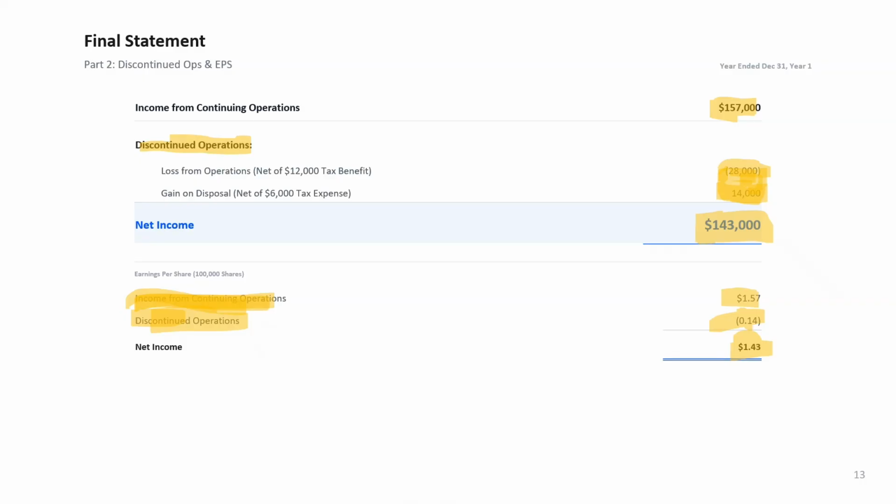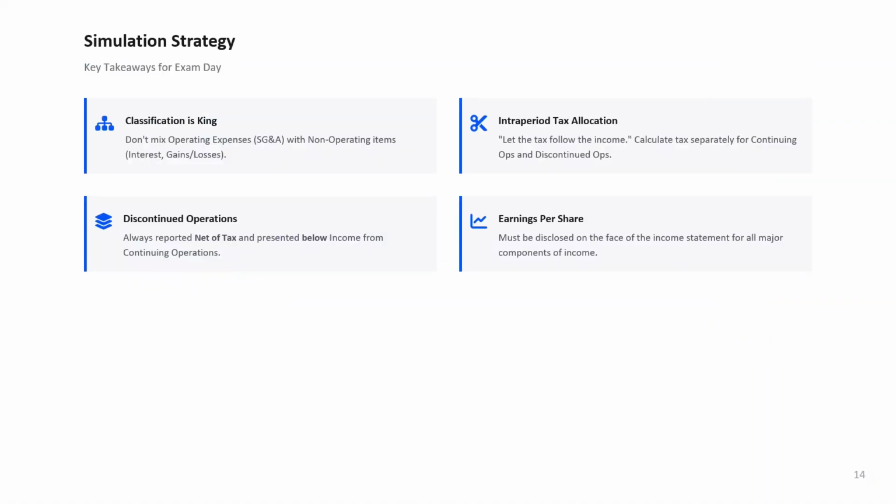Now let's review some of the strategic key takeaways for the exam. Okay, so we just did a very common CPA exam simulation. It highlights 4 non-negotiable concepts you must master for the exam. The first thing is classification is king. You must correctly separate what is operating expense and what is non-operating expense. The second one is we always apply the intra-period tax allocation, meaning tax follows the income for each major component.